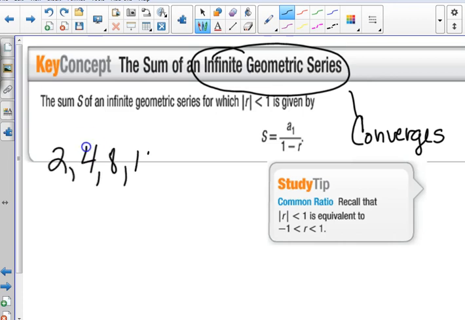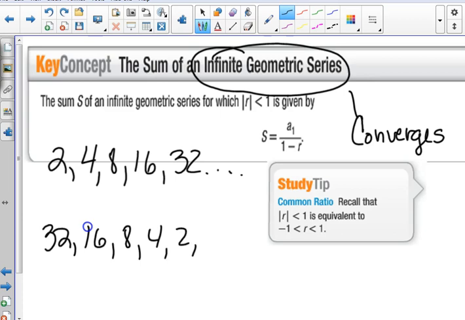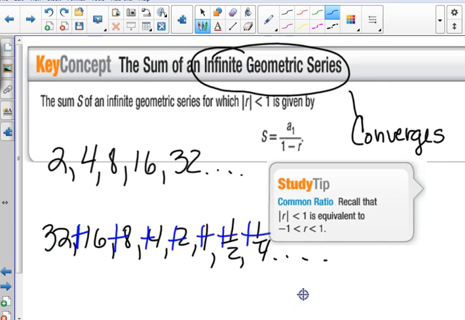2, 4, 8, 16, 32. Is that going to approach a single value? Every time I add on another term, it's going to grow, right? So I can't find the sum of that because it's going to keep growing and growing and growing. If I did 32, 16, 8, 4, 2, 1, 1/2, 1/4, I'm eventually adding smaller and smaller and smaller amounts so that it will approach something, because eventually I'm almost adding nothing. Does that make sense? Okay, to figure out what that sum is going to approach, so if these were all pluses in here instead of commas, what would it approach?